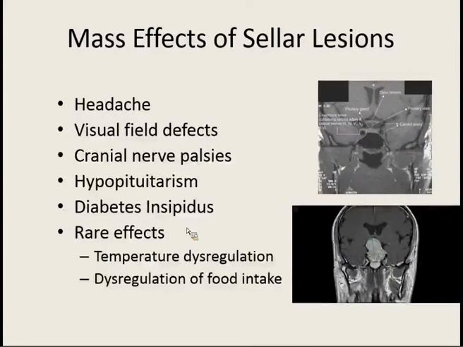Diabetes insipidus, as a teaching point, is very, very rare, I would say 1 in about 1,000 cases of pituitary adenomas that present with DI. That's more commonly associated with the presentation of a craniopharyngioma. That's a good way to tell the difference between those two entities.